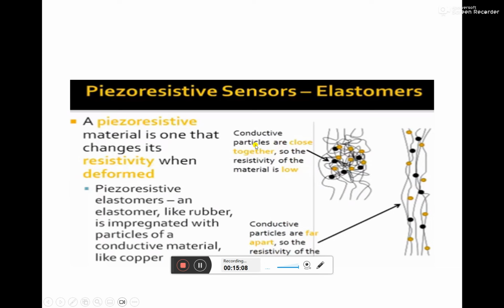Whenever you apply some force over these elastomers, the entire set of particles comes closer together, so the resistivity of the material is very low. Their conductive action increases, but their resistivity value diminishes. That is how the piezoresistive sensor works. So that's how our tactile sensors work.